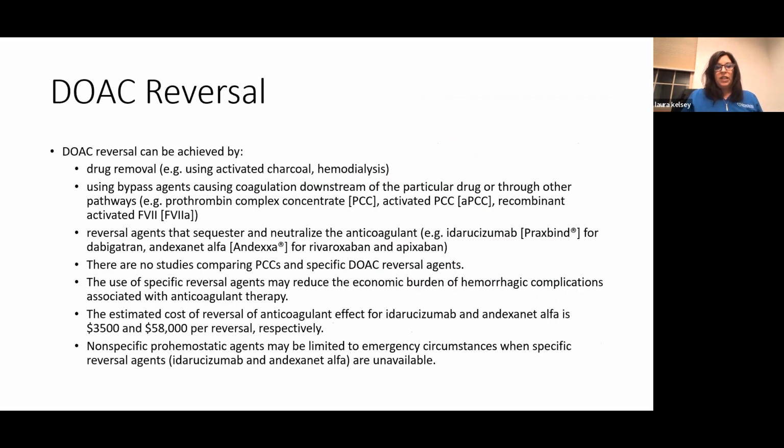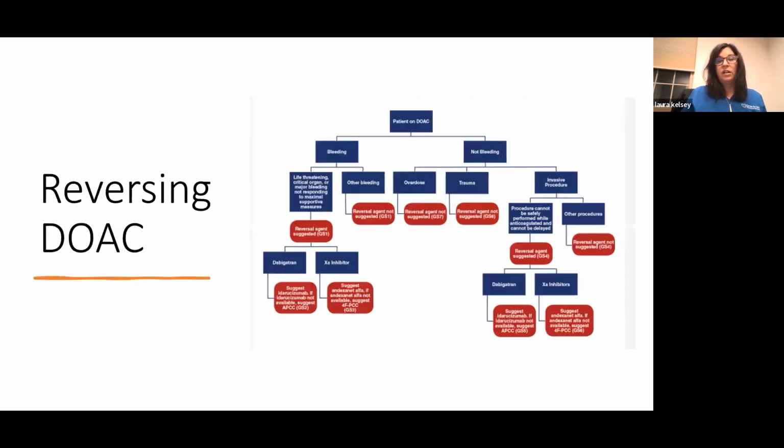So the different reversal agents are expensive. They are limited to very emergent situations. These are not readily available in every hospital just due to the cost and the shelf life of these. But basically, this is the algorithm. If a patient's on a DOAC and they're not bleeding, even if they're in a trauma, it doesn't matter. If they're overdosed, doesn't matter.